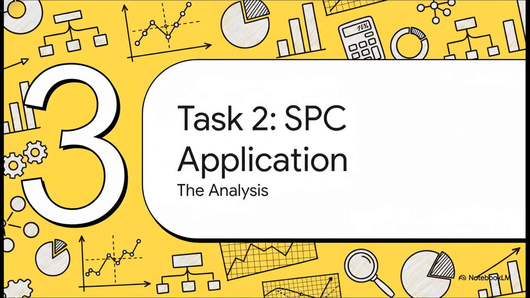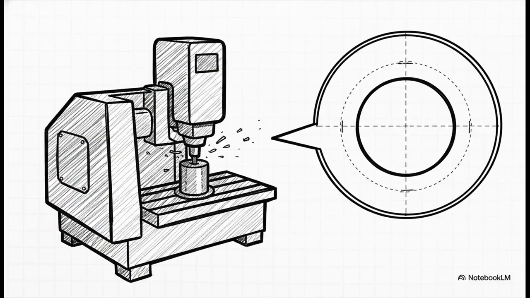And now, for the main event, Statistical Process Control, or SPC as we call it. This is where you get to be a quality detective. You're going to use data to find hidden patterns in a process and figure out how to make it even better. Let's do this.